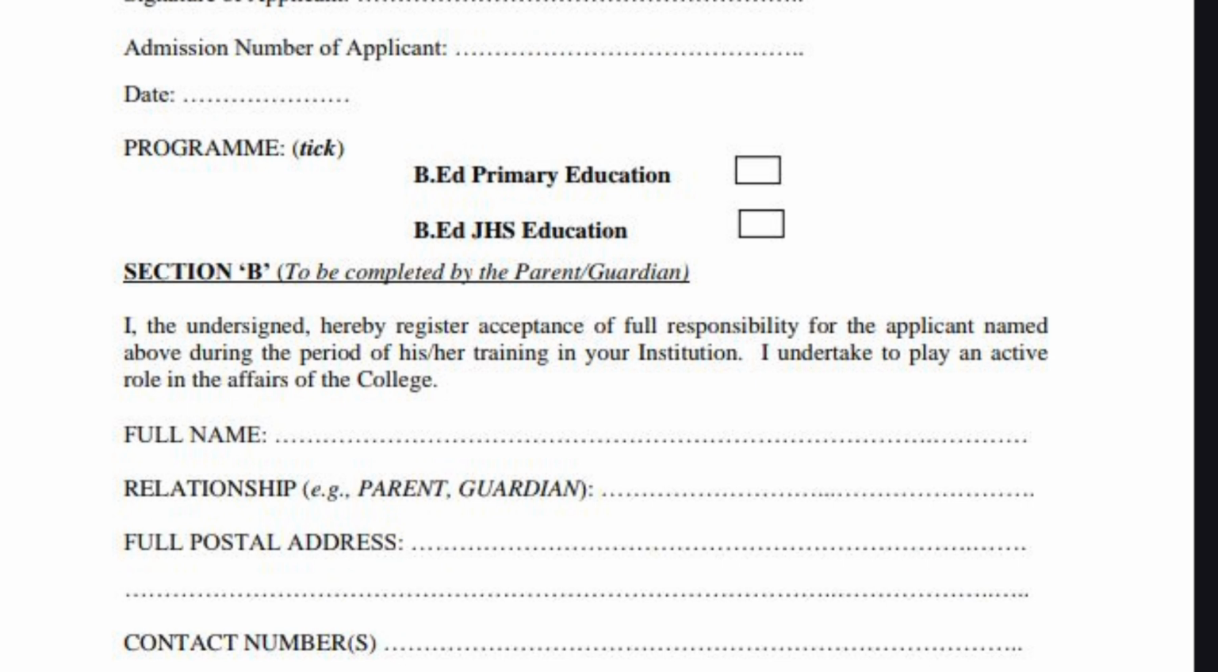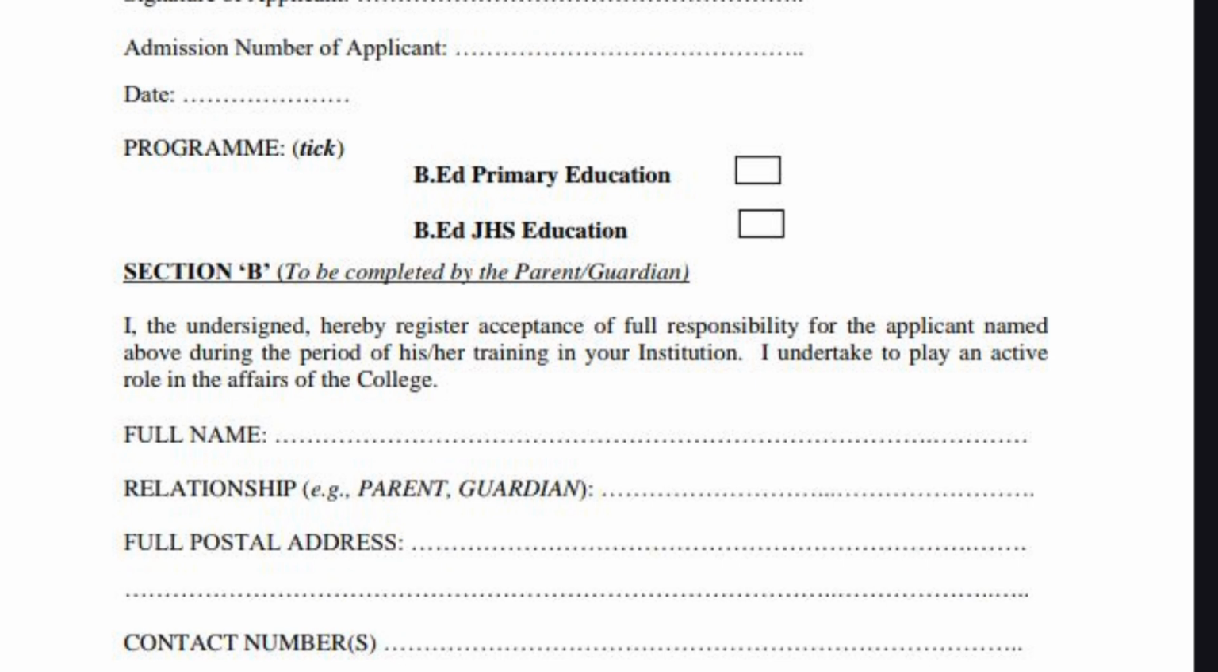Now you tick whether you were offered B.Ed Primary Education or B.Ed JHS Education. So you look at your admission letter and then tick accordingly. The next part is to be completed by the parent or guardian. I mean, not all parents could write, you get it. So you just get the basic information of your parent or guardian, and then you input it.